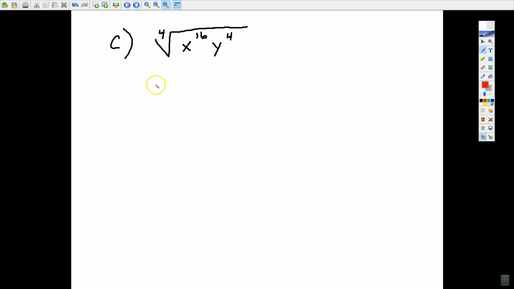Okay, I think I got one more of these over here. So the 4th root of x to the 16 y to the 4th. We'll think x to the 16 divided by 4 power, which would be x to the 4th. This is going to be y to the 4 divided by 4 power, or y to the 1st. So that's my simplified answer.